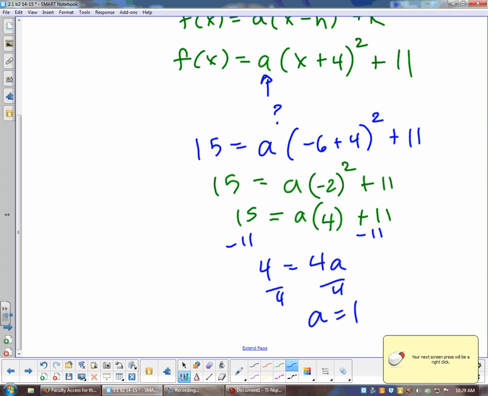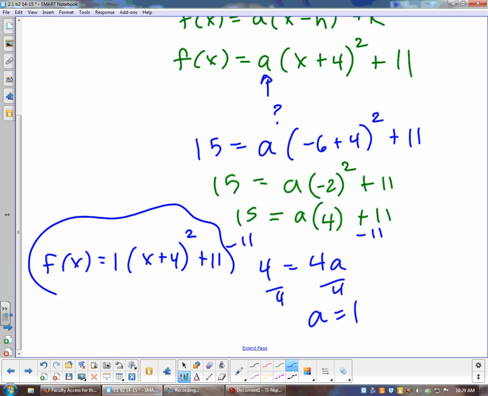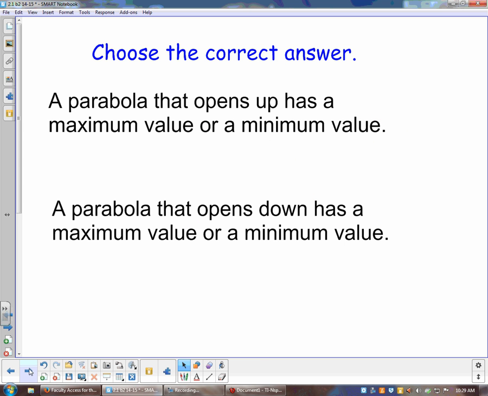Not a very interesting a value for this particular problem. Well, but our function now is f of x equaling 1 times x plus 4 quantity squared plus 11. 1 being optional. Are we okay with this? All right, anything other than 1 would not be optional to include. Okay, so let's move on to the next question.